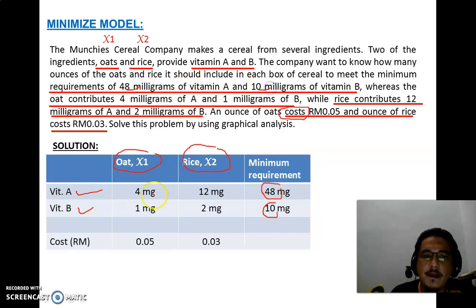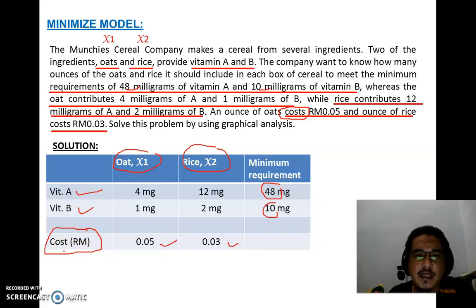Vitamin A for oat is 4 and vitamin B is 1. For rice, 12 and 2. The cost for oat is 5 cents, and the cost for rice is 3 cents. This is how to differentiate between maximization and minimization. Here we have a cost, and when we have a cost, that means the problem is a minimization.